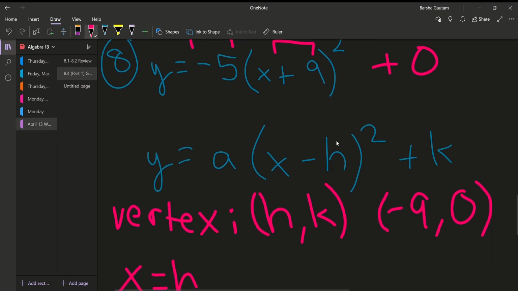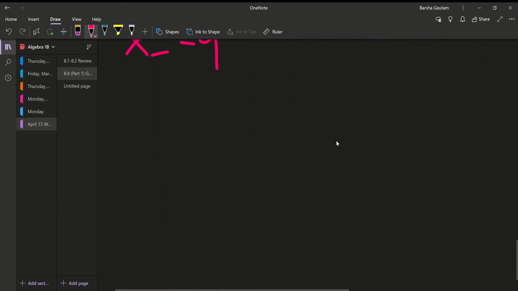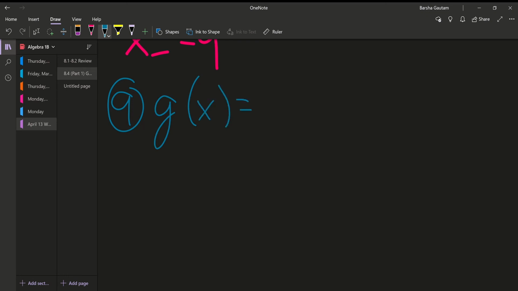Alright, and the last problem for today, number 9. This one is g of x is equal to 1 over 2 times (x minus 4) to the power of 2.